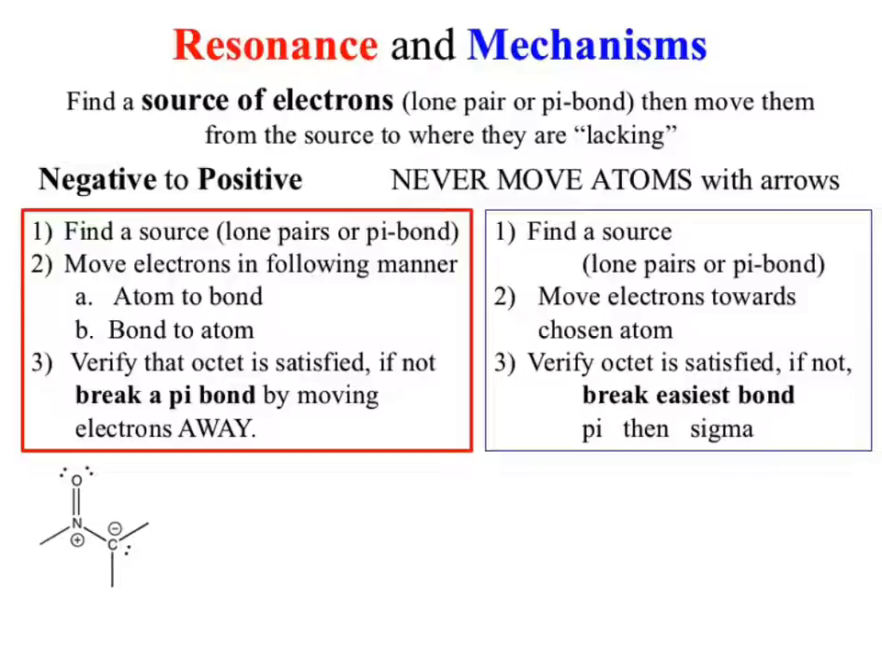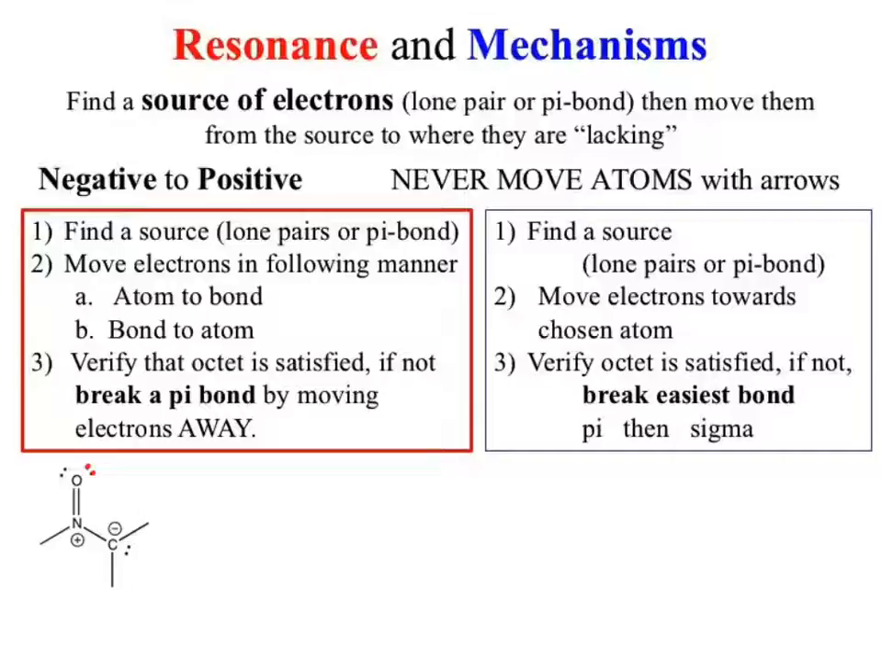What do you think we're going to be doing? Resonance or mechanism? Why resonance? A mechanism is looking at a reaction. Typically in a reaction, what do we have? Two things. How many things are shown? One, which means more than likely we're looking at resonance. Step one, what do we find? Find a source of electrons. Where are there electrons? Lone pair or pi bond.